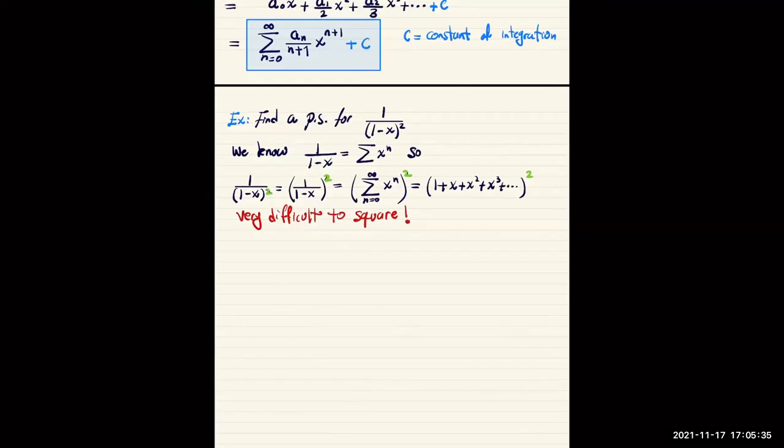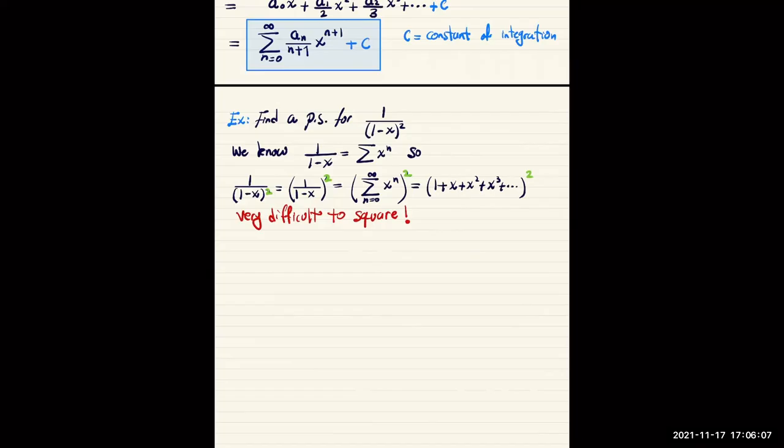So this is not the good thing to do. I'm not saying it's a wrong thing to do, but it's not a good way to go about this. As a matter of fact, if someone asks to square this polynomial, what they do is they find a power series for 1/(1 minus x) squared, and that power series is going to be the answer.